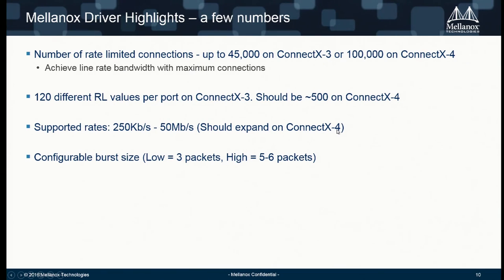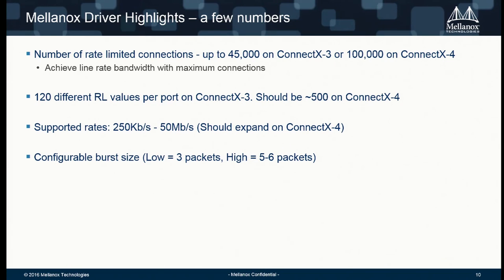Some numbers. We already have an implementation on our ConnectX-3 card. We have up to 45,000 queues, and we can make it configurable, like with a tunable. But we limited it to a number that we think, with the burst that we have, will support line rate. For the ConnectX-4, it should be 100,000, might be more. On ConnectX-3, we support 120 different rate limit values per port, and on ConnectX-4, it will be around 500.